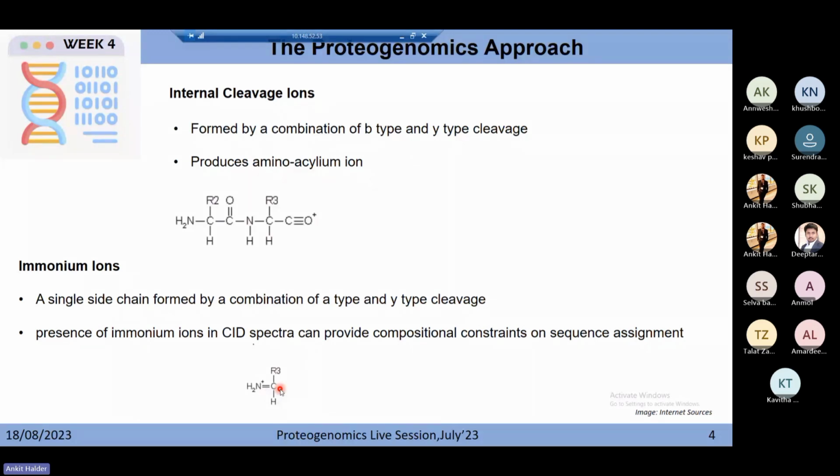Then the software needs to identify those particular values which show the immonium ion for a particular amino acid. If that particular mass gets detected, then you will understand that it is the immonium ion, and you need to assign that amino acid accordingly. So this provides some compositional constraints on your sequence assignment.